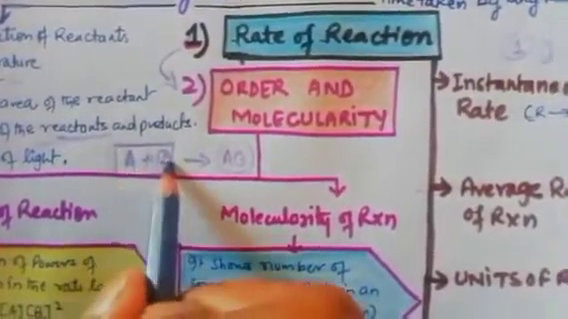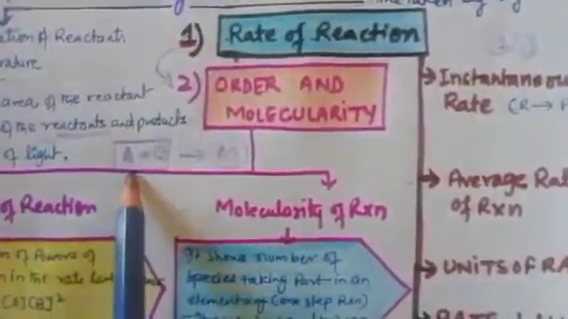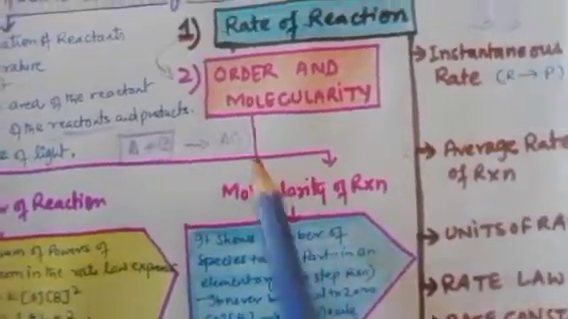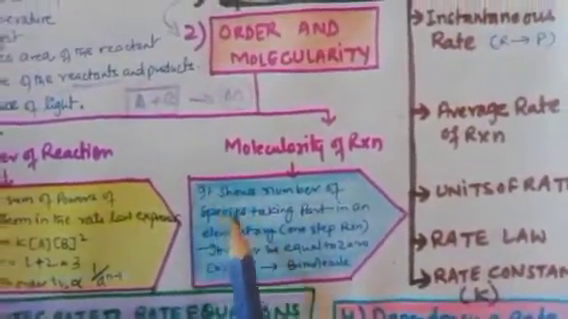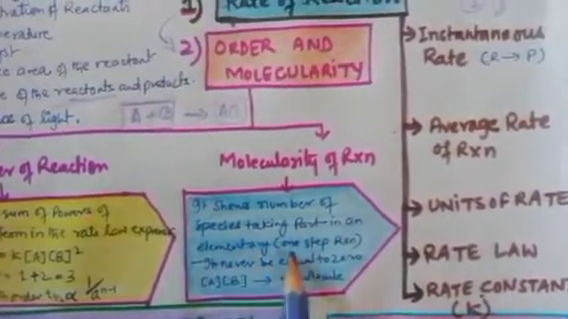If two reactants are there, it is called bimolecular. If one reactant is there, then it's called unimolecular. If three reactants are there, then it will be called polymolecular. So what is molecularity? It is the number of species that are taking part in an elementary one-step reaction.